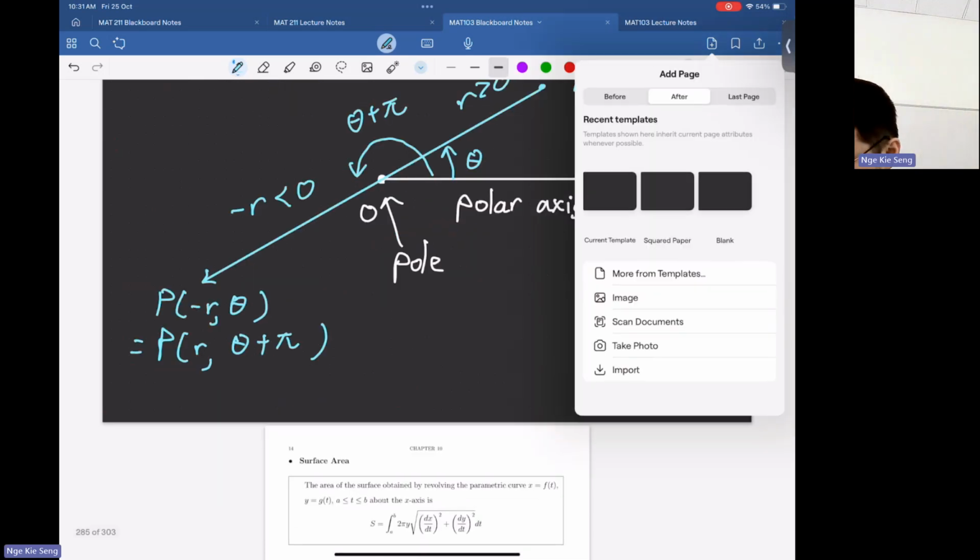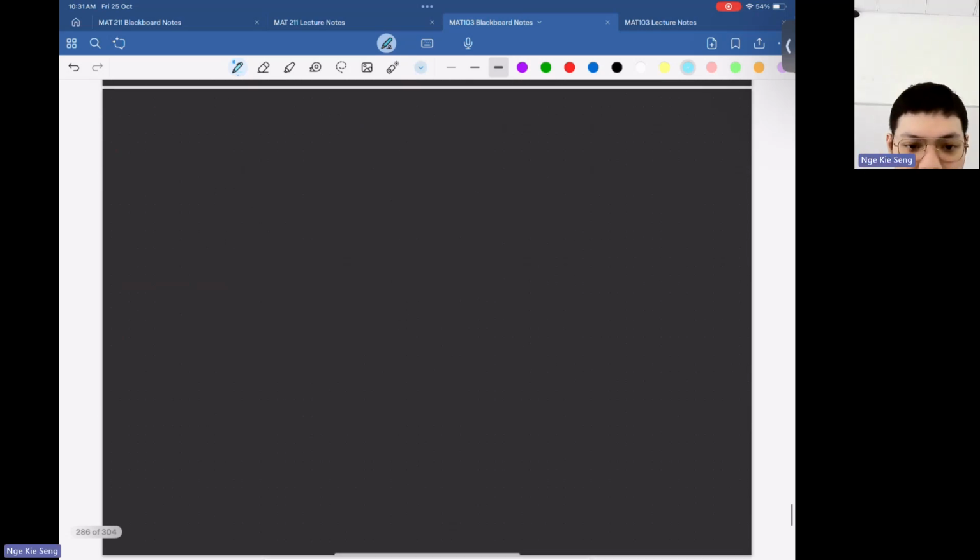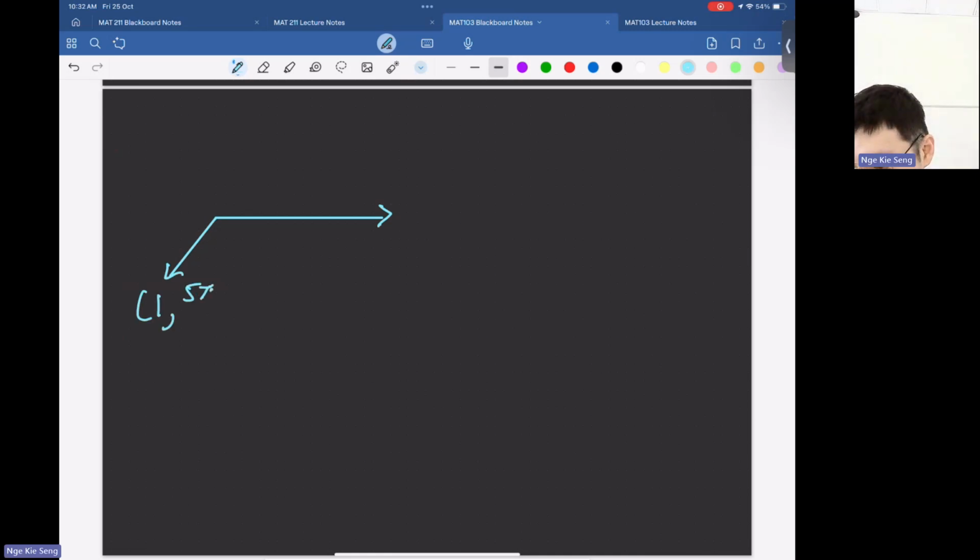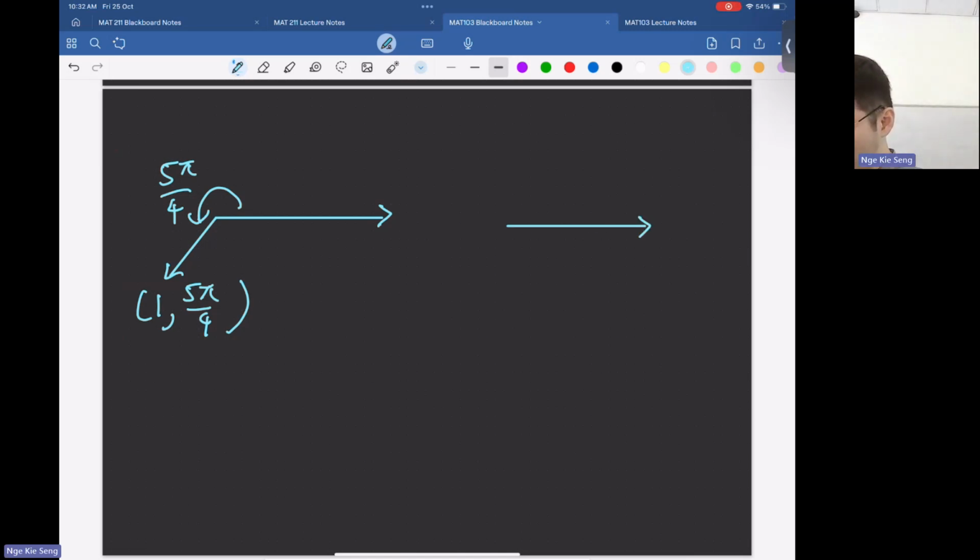Let me give you an example. Let's see the example inside your notes. So how about this one? Let's fix the usual one. Let's talk about this point here. Let's call it 1 and 5 pi over 4. So there are a few ways to describe this point. Just now I told you one way is you can imagine that this point is reflected by the other point on the same straight line passing through the origin.